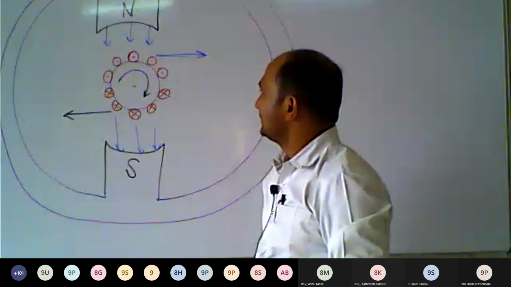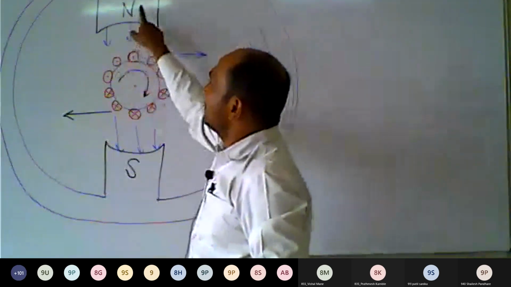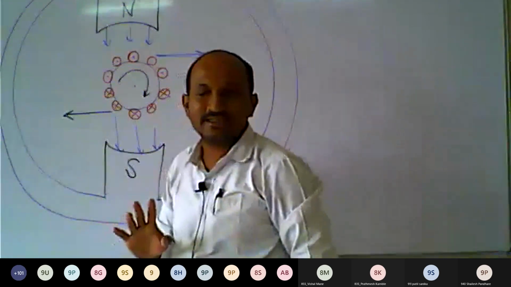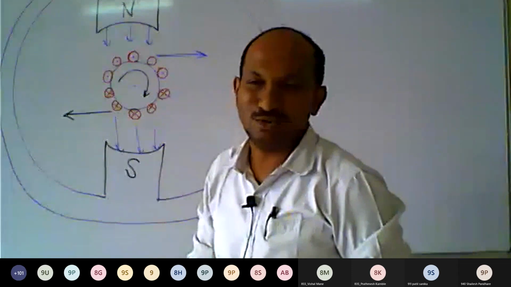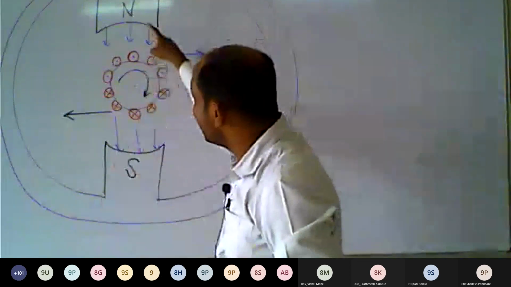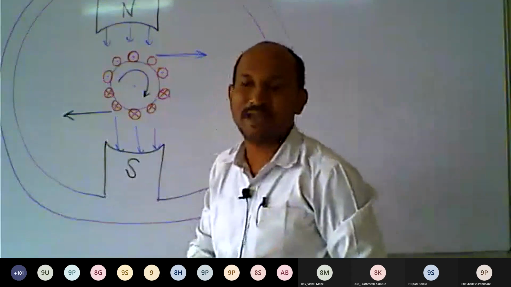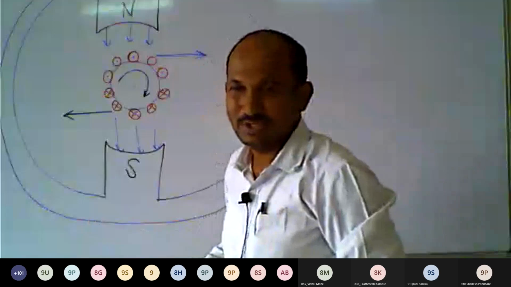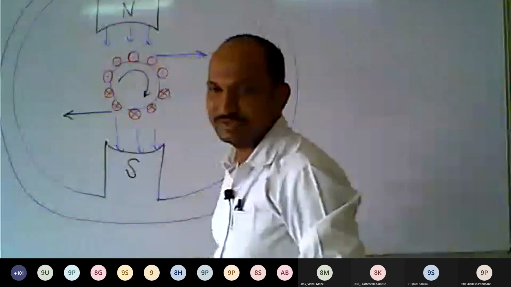So here, the next part is this north pole and south pole. There are n number of types of DC motor. The first type is called a permanent magnet DC motor. In this case, if this north pole and south pole are permanent, then such a type of motor is called a permanent magnet DC motor, because permanent magnets are used.